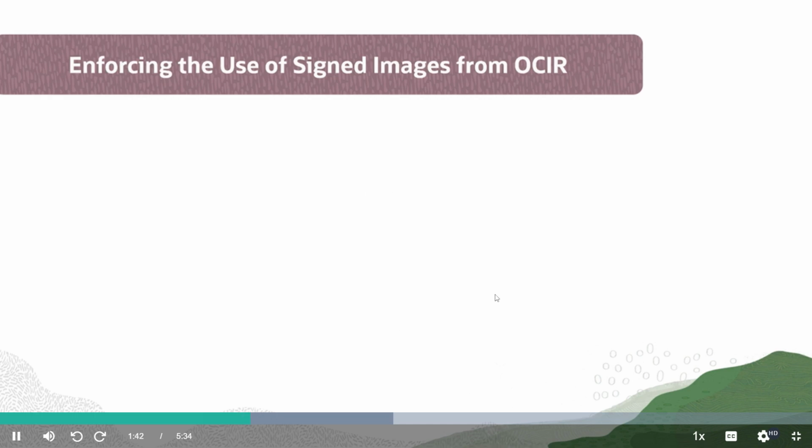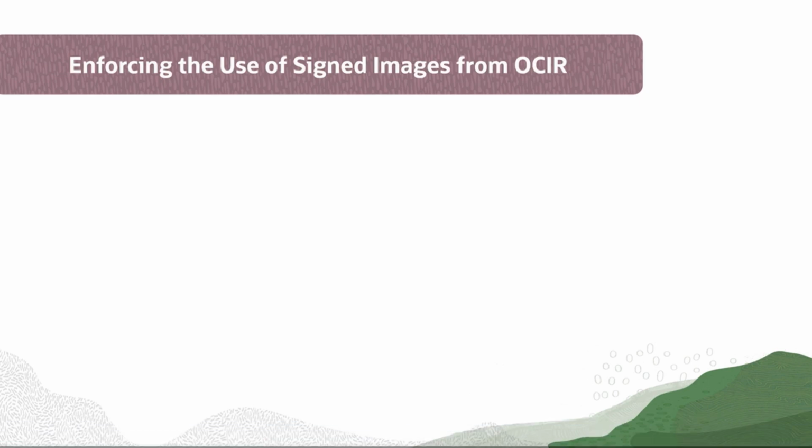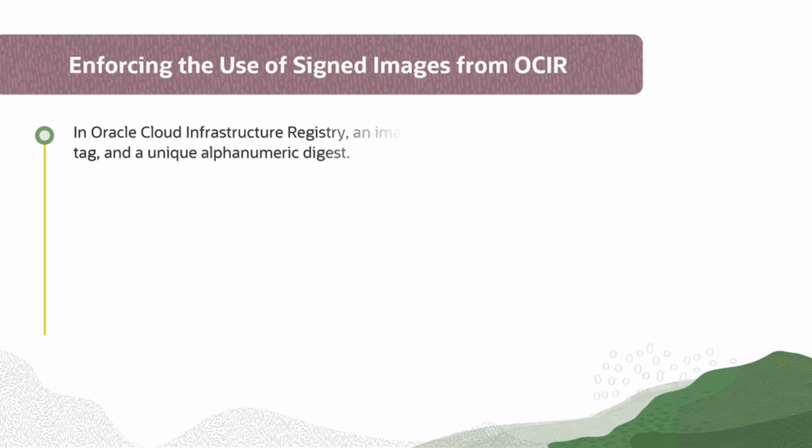It's vital to understand the intricacies involved in identifying and referencing images within Oracle Cloud Infrastructure Registry. Here are essential points to guide this process. In Oracle Cloud Infrastructure Registry, an image is uniquely identified by its repository name, tag, and a distinctive alphanumeric digest. This triple identifier ensures precision and accuracy in image retrieval and verification.